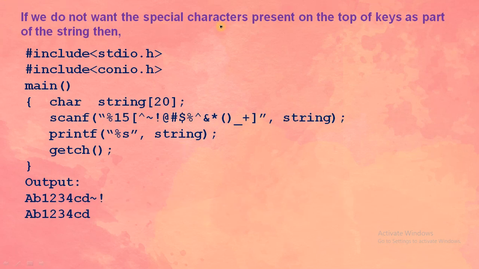If we do not want the special characters present on the top of the keys as part of the string, then we should do it like this. We don't want to enter any of the special characters available on the top of the keyboard, the top keys available in a typical keyboard. Then it should be done like this. Character string, we want to read anything other than these characters available on the top keys.